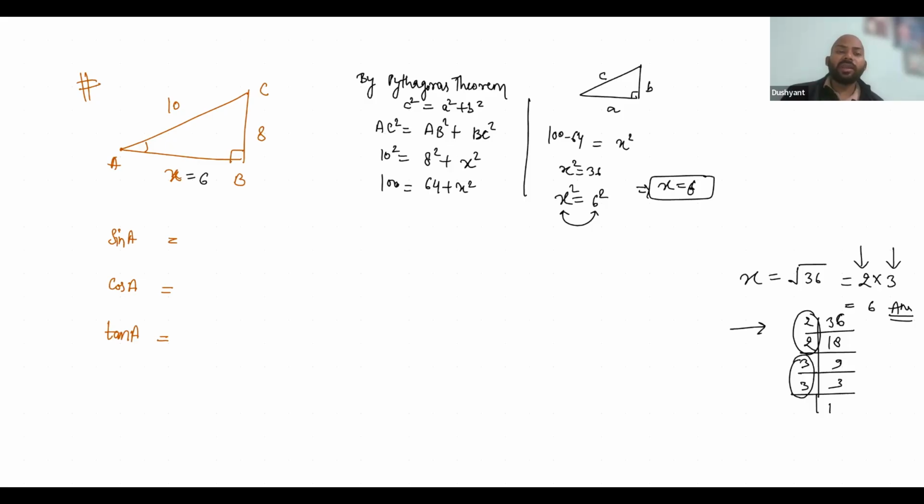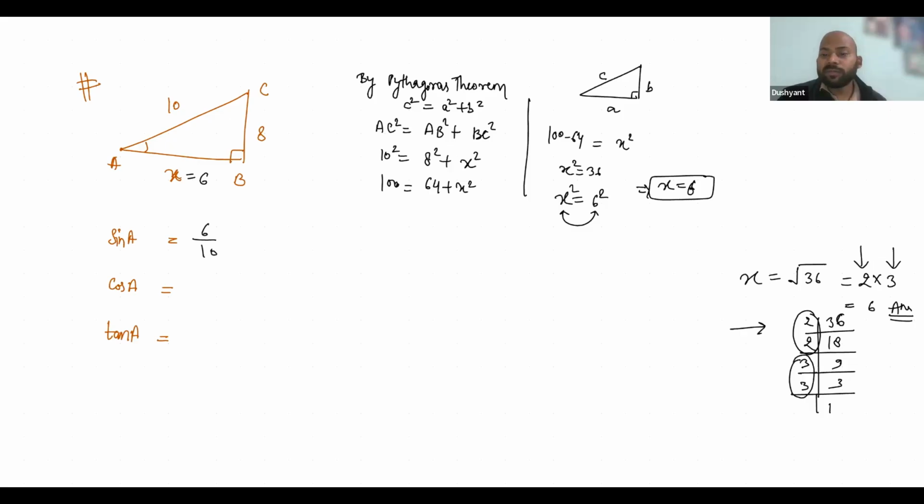Now I have all three sides. Can I now find the value of sine A, cos A, tan A? Come on, solve this and let me know the answer. Sine would be opposite over hypotenuse, 6 over 10. And then cosine would be adjacent over hypotenuse, so 8 over 10.